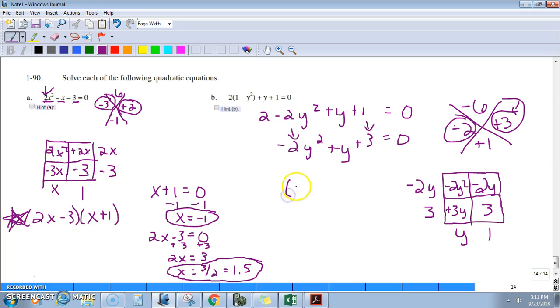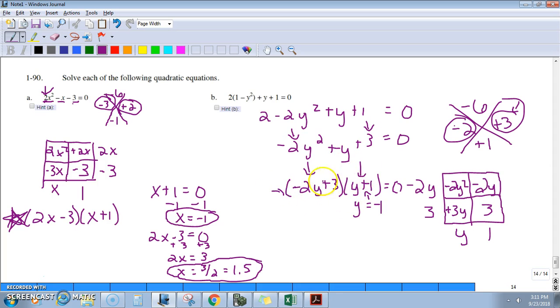It was factorable. And it becomes negative 2y plus 3 times y plus 1. But I haven't solved it. I still need to solve each of these for 0. So I already know one of my answers is y is going to be negative 1, right? So I'll just put that there. y is equal to negative 1. That's what makes this 0 here.